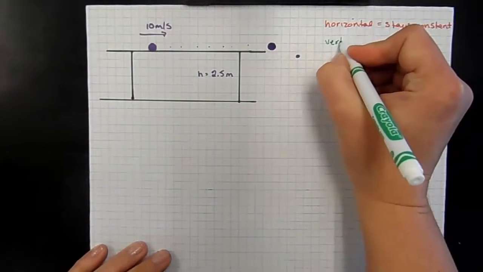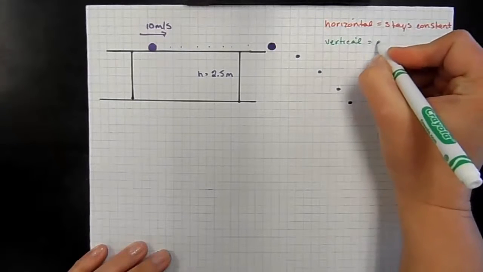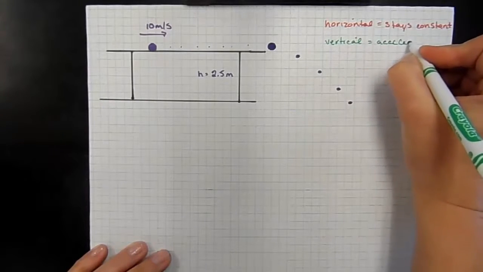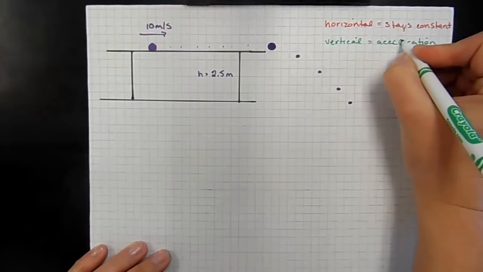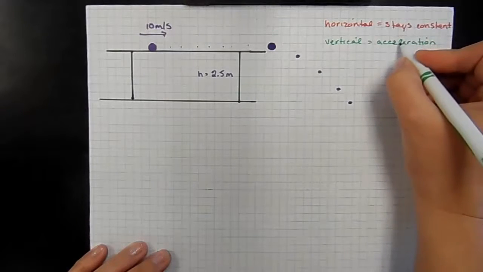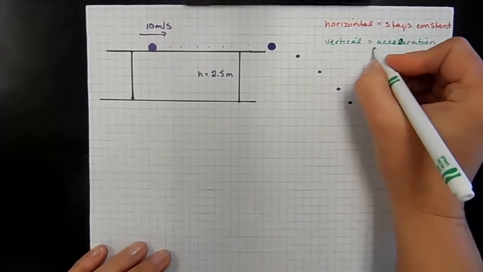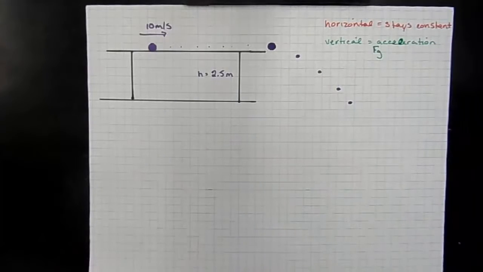So in our vertical, it's not constant. We're going to have an acceleration, and that acceleration is because of the force of gravity.